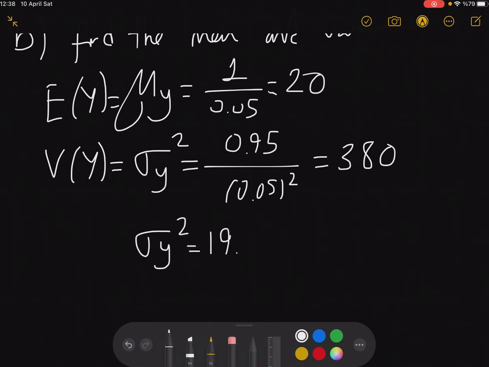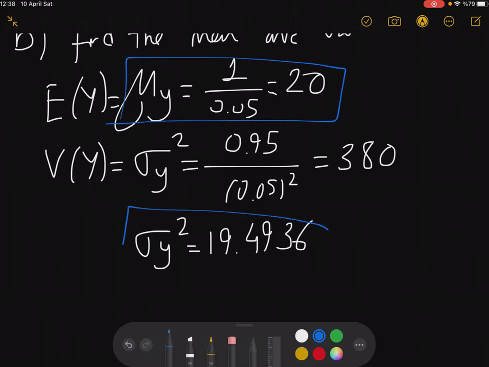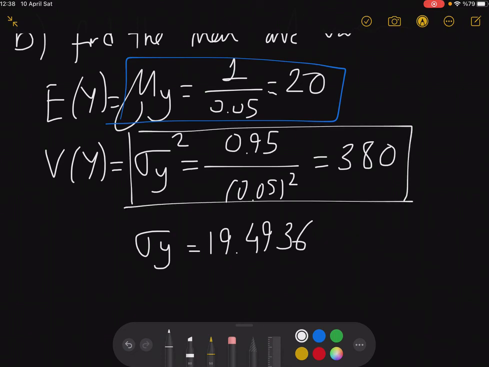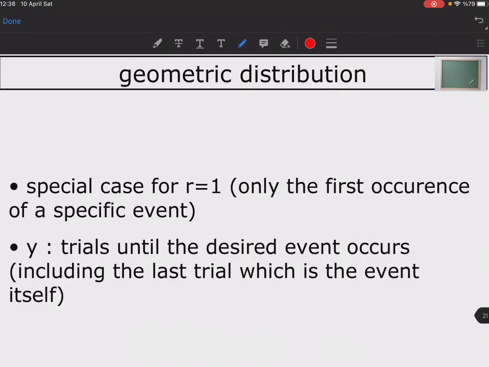It's 19 point something. So now I think that makes sense. Your average is 20, and this is your standard deviation, right? But the author was asking about the variance, so your variance is 380, and this is all about the geometric distribution as well.